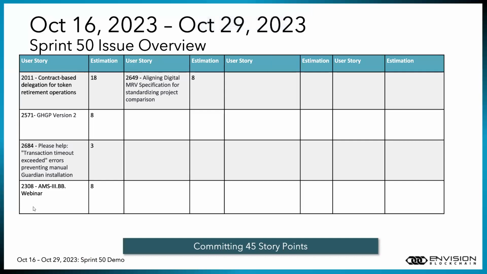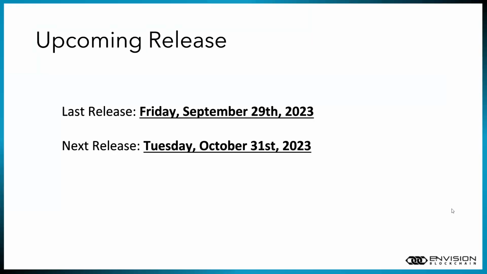So that was a quick demo of Sprint 49. Now looking ahead to Sprint 50. Sprint 50 will last from October 16 to October 29, and currently we are committing to 45 story points, in which we are focusing on 2011, which is contract-based delegation for token retirement operations. We are also working on two policies, GHGP version 2, which is 2571, and 2308, which is AMS3BB. We are also working on the new property field, which is 2649, which will be aligned with MRV and the MRV specification.